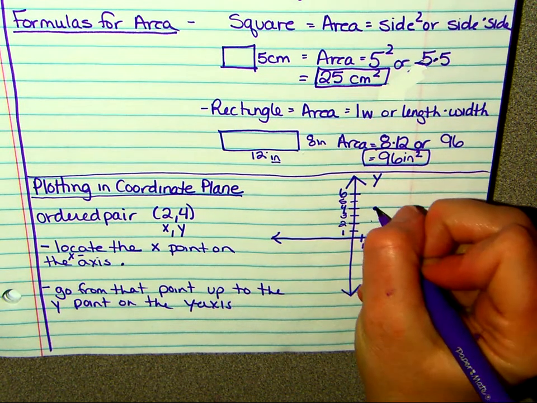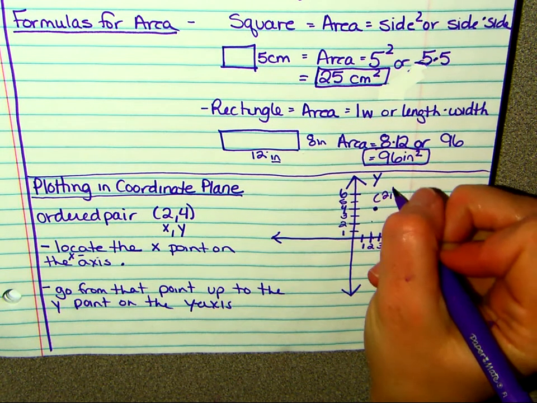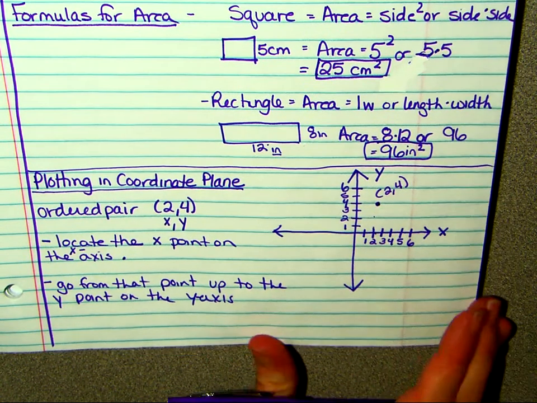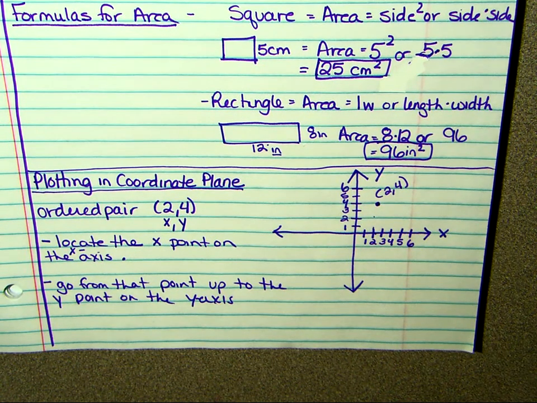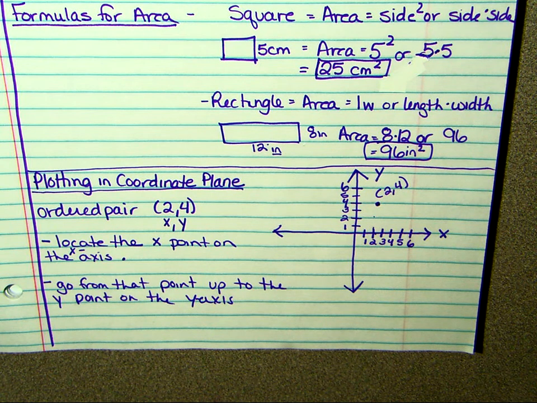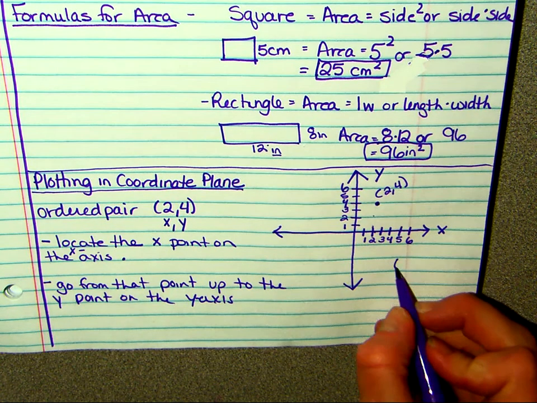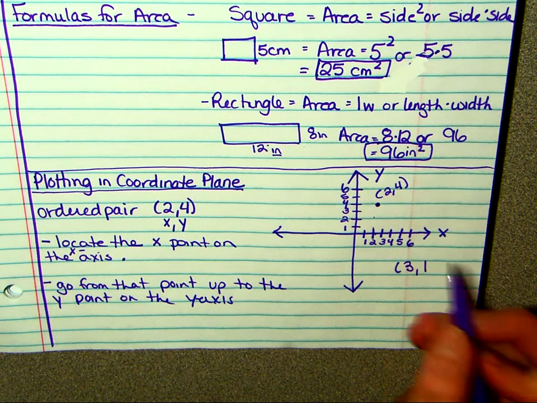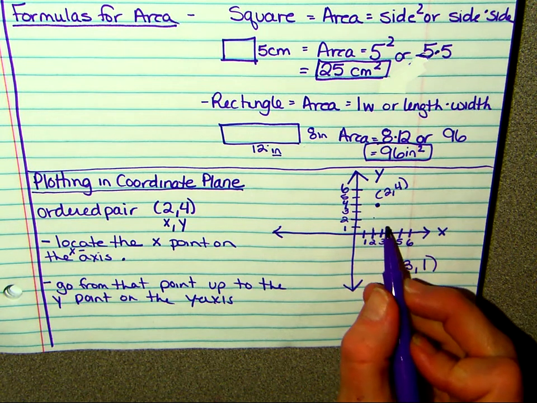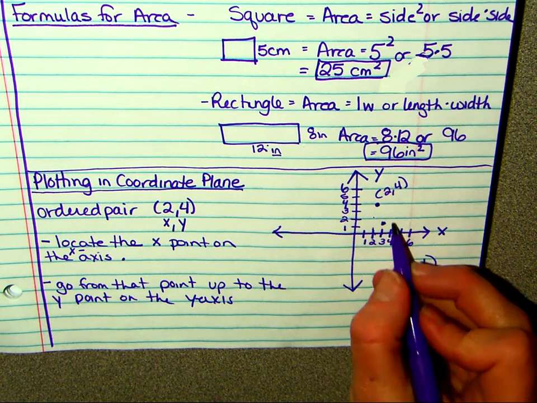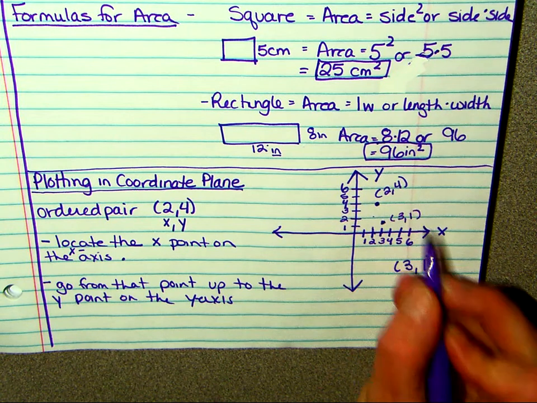And this would represent my 2, 4 spot. So you make a dot where you make a point. If I wanted to do another one, I could say if I had 3, 1, I could go over to 3, up to 1. And then oftentimes we connect our little dots.